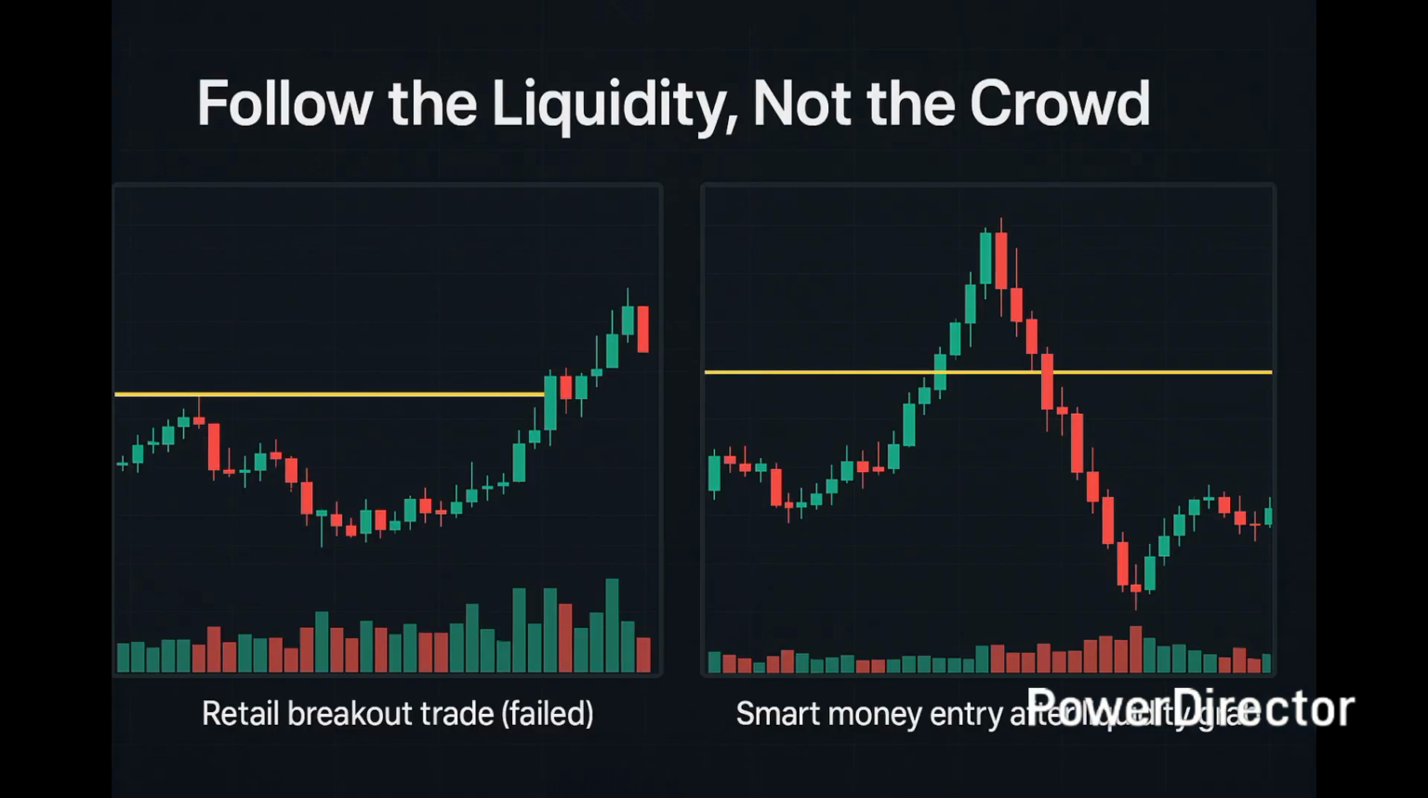To trade with liquidity instead of against it, you need to think like smart money. Avoid entering at obvious breakouts or near swing highs and lows. Instead, wait for price to sweep these levels and show signs of rejection or a change of character. This gives you a safer entry with better risk to reward. Liquidity-based setups allow you to trade with momentum rather than against it.